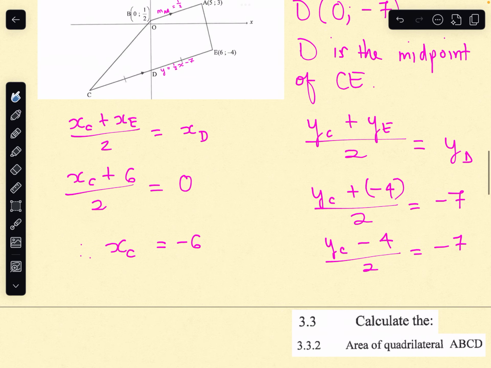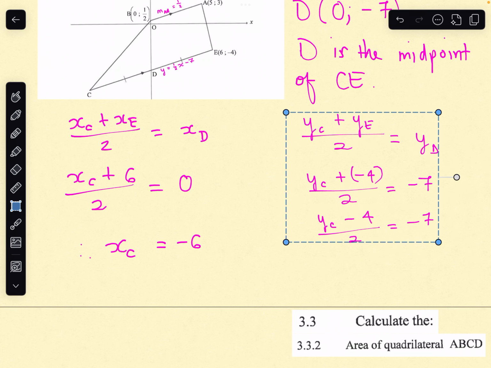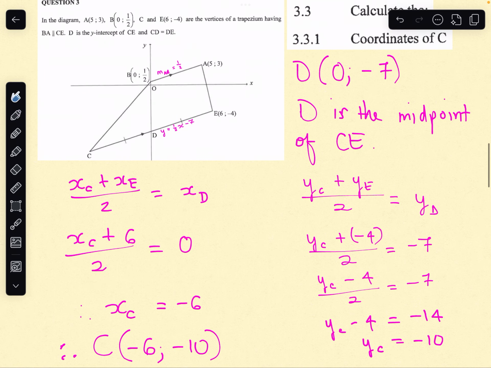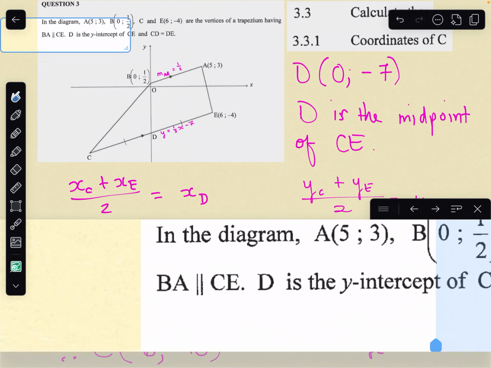Okay, time to shrink things, just make things a bit more manageable. Right, so for this one, I'll do the full shebang. So we times by 2 on both sides, and then add 4 on both sides, so that ends up being -10. And let's just double check. So -10 minus 4 is -14 divided by 2 is indeed -7. So as such, the coordinates of C are -6, -10. And let's fill that in on our diagram.